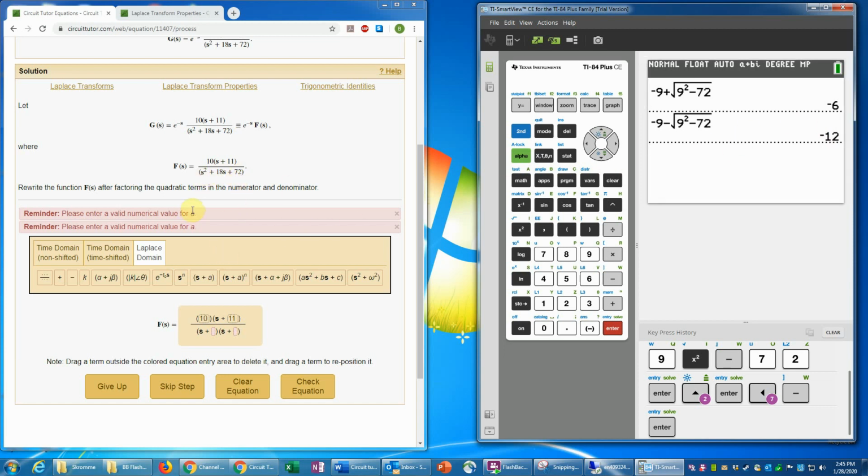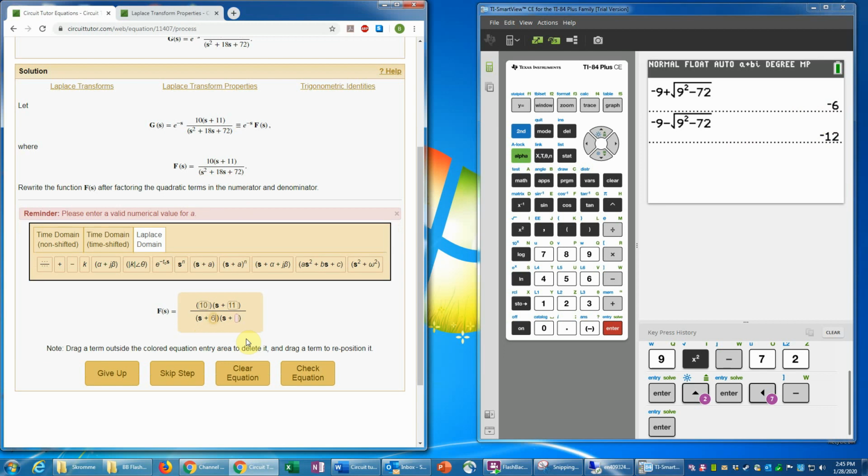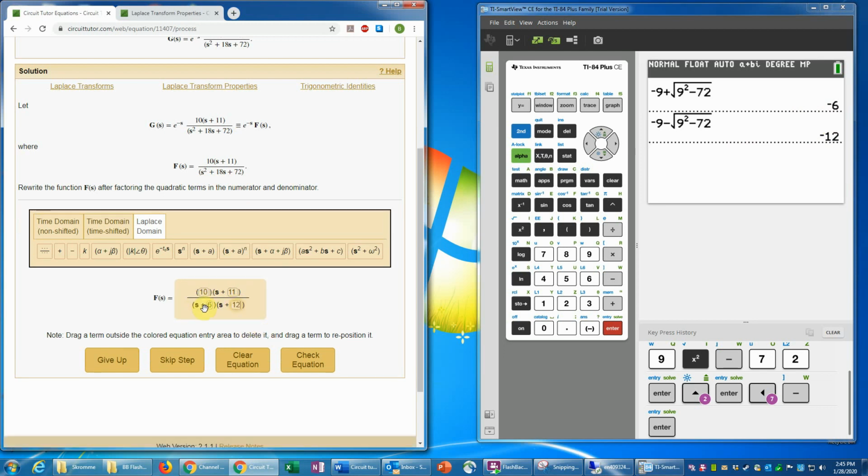So now we have to enter those numbers. And so remember, because we have -6 and -12 as our roots, that means the factors are going to be s plus 6 and s plus 12. Okay, that's the way it works. And remember, that makes sense because if I multiply this out, I get s squared plus 6s plus 12s, which is going to make 18s, as I have here, plus the 6 times 12 is 72.